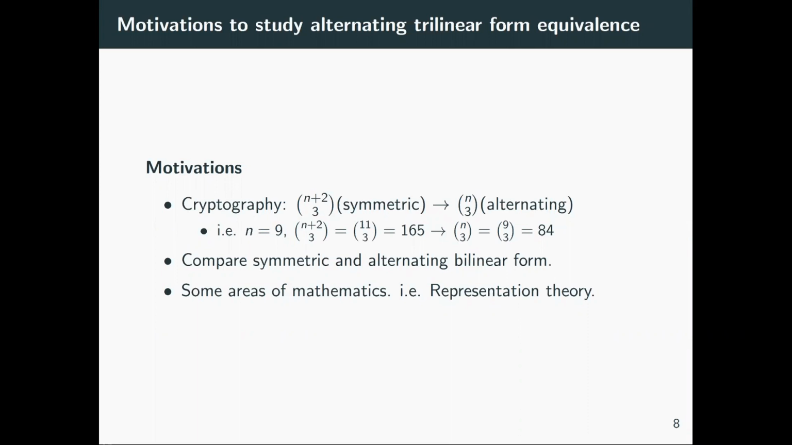We also have motivations from comparing symmetric and alternating bilinear forms, because in the bilinear form condition the alternating one is easier than the symmetric one. And because the alternating trilinear form equivalence can be used in some areas of mathematics such as representation theory, that is one of our motivations.